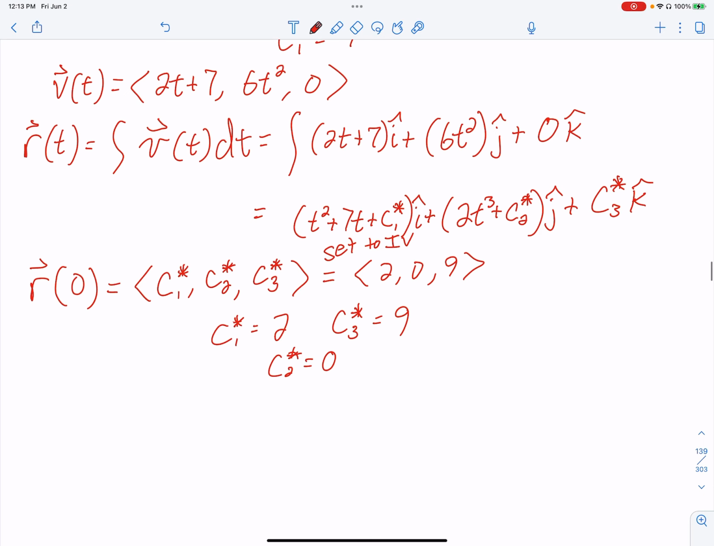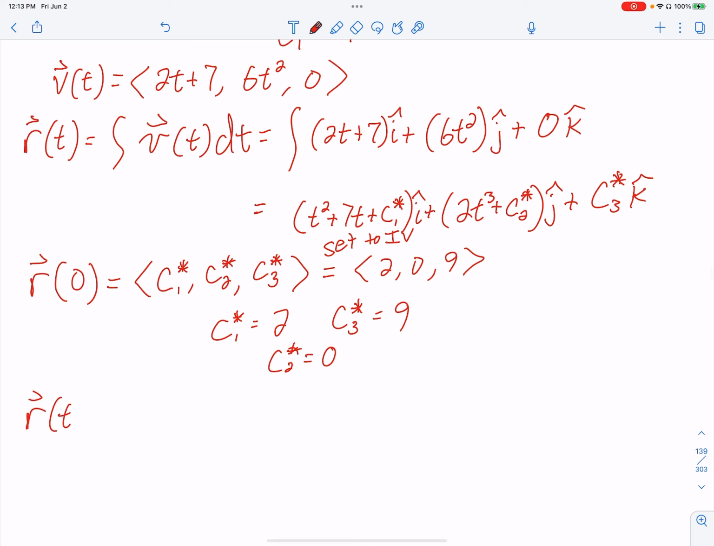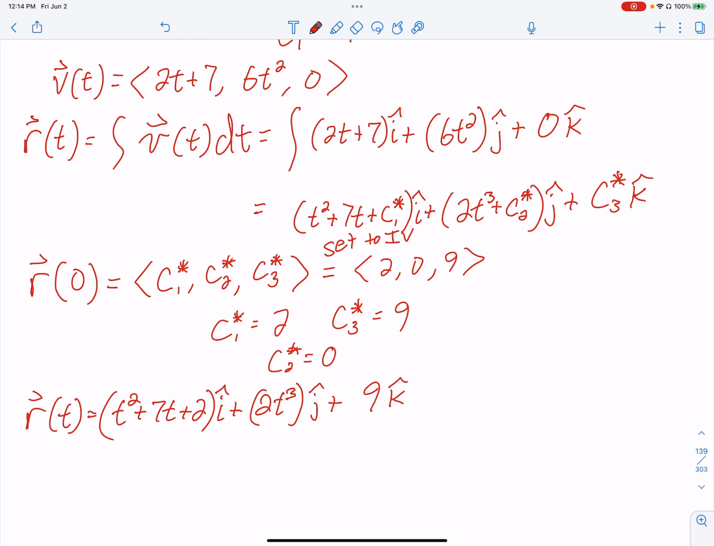So now I can actually write my answer. R of t is equal to t squared plus 7t plus 2 i plus 2t cubed plus 0, I don't need that, j. And then the last one is just 9k. And there is our position function. You could check this. You plug zeros in. You could take the derivatives and get to the acceleration. You just need to make sure that it works out that way. These are a bit of a pain because of the length, but they're just integration and then algebra to find our constants.